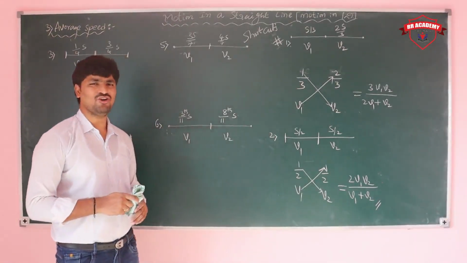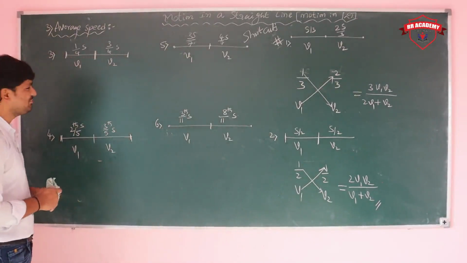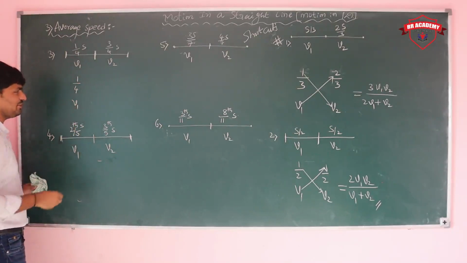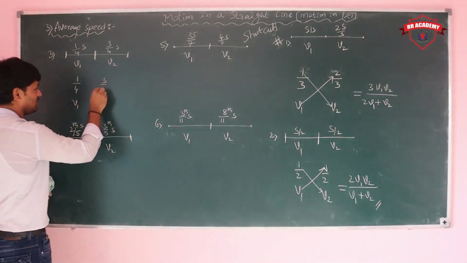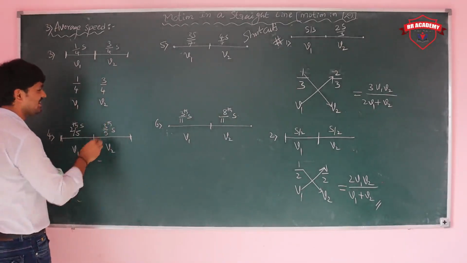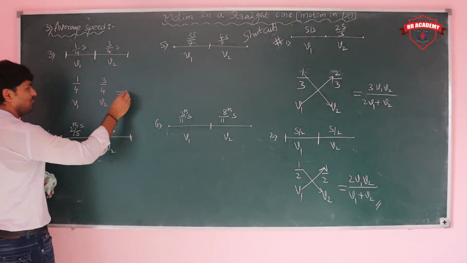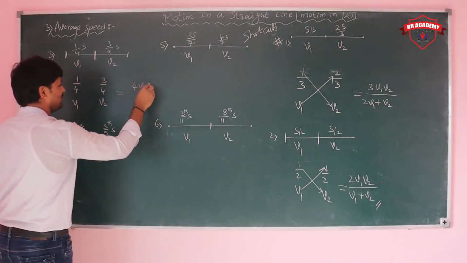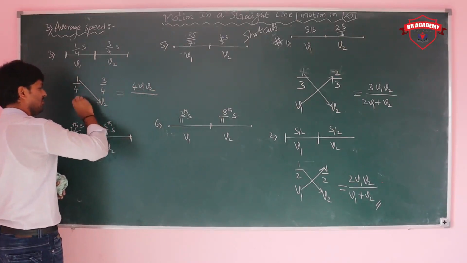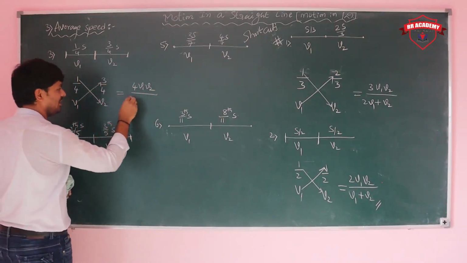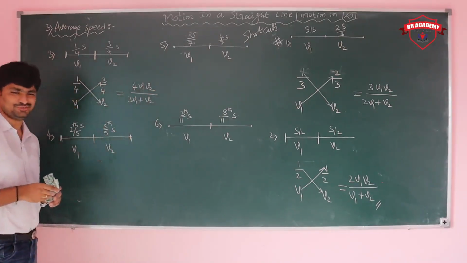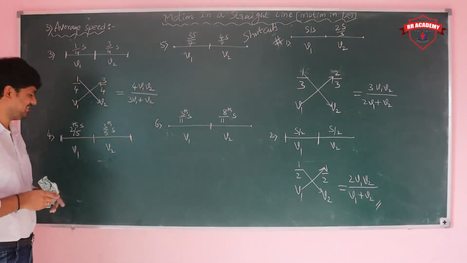Let's see some more shortcuts. If the particle travels the first 1/4 of the distance with speed V1 and the next 3/4 of the distance with speed V2, then what is the average speed? Simple, you can apply the same formula: 4 V1 V2 upon the cross multiplication, 3 into V1 plus V2 into 1. That's the average speed there.